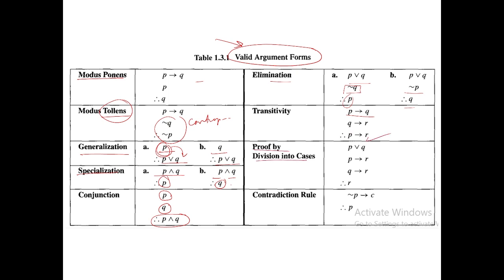Proof by division into cases. P or Q, P implies R, Q implies R. Because either P is true or Q is true, and both cases lead to R, R must be true. The contradiction rule: if not P leads to a contradiction or a false statement, then P must be true. These are all.